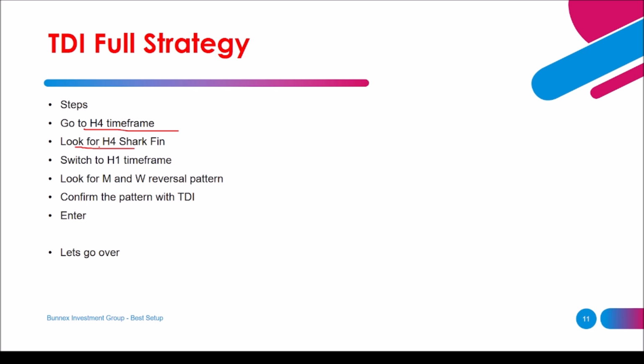And when you see that, switch to the H1 time frame, right? The next thing after switching to the H1 time frame, look for an M and W reversal pattern. We can as well substitute that with any evidence of divergence within that area of interest. Then confirm the pattern with the TDI, right? That's now looking for divergence, and then enter. So let's now go over the charts to illustrate how this all goes.